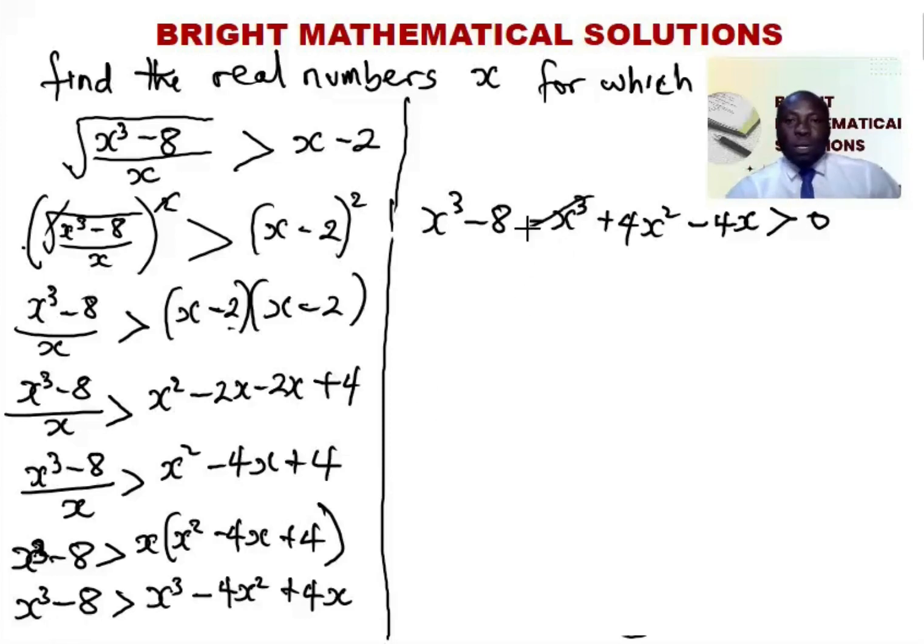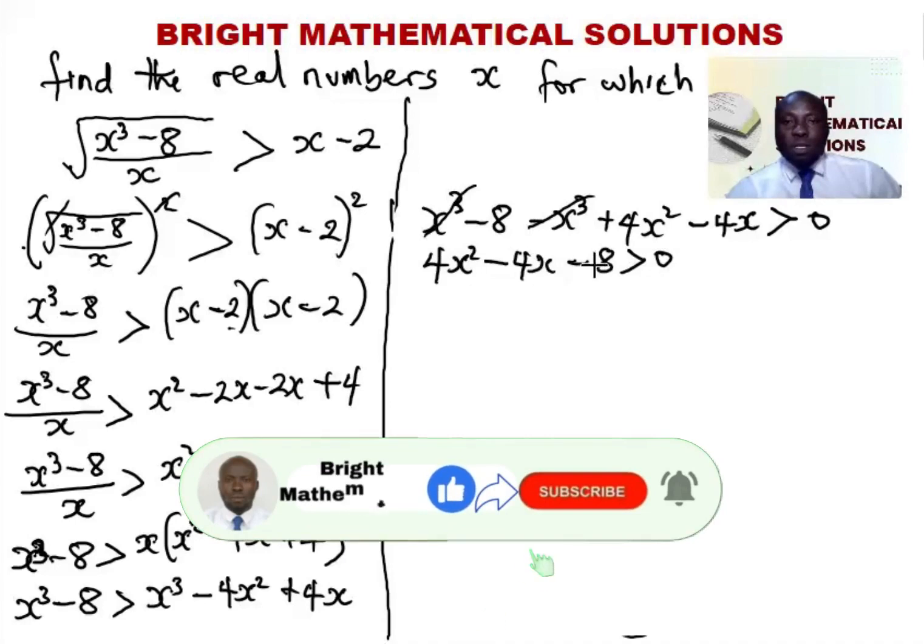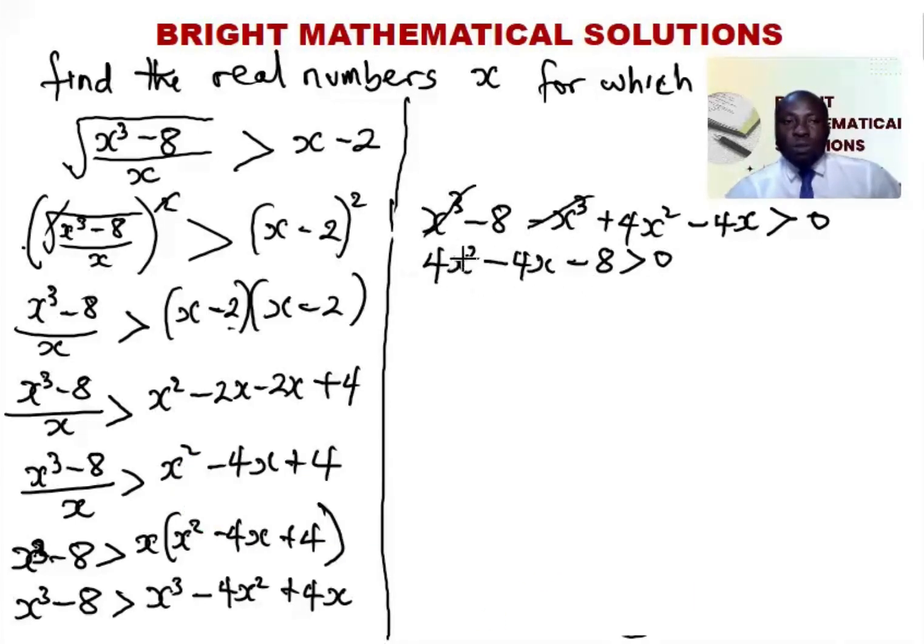So x raised to the power 3 minus x raised to the power 3 cancel out. So let us write this: we have 4x squared minus 4x minus 8 is greater than 0. 4 is a common factor, so let us divide this entire expression by 4. We have x squared minus x minus 2 is greater than 0.